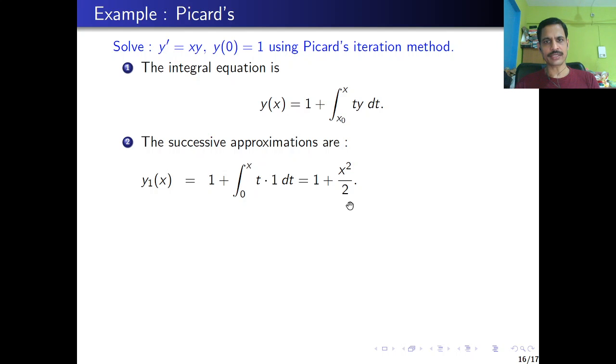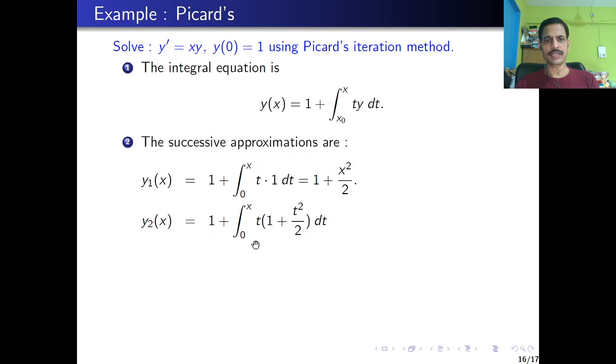So this is y1x. Now the next step is this y1x has to be substituted in place of this y here, and you have to convert that into y1t. So it will come here as t times 1 plus t square by 2, like what is written here. When you integrate that from 0 to x, because 0 is x naught, plus 1, which is y naught, that will give you the second iteration, that is y2x.